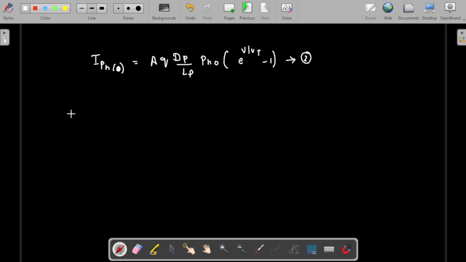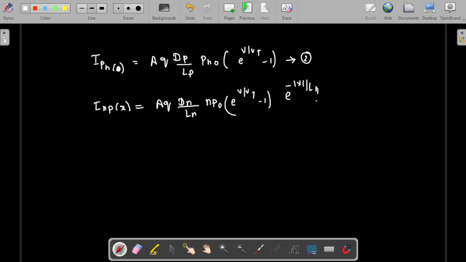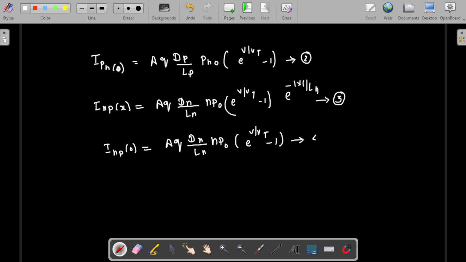So similarly we can draft the equation for In in P of x, which will be equal to AQ Dn by Ln, np naught, e power V by Vt minus 1, e power minus modulus of x divided by Ln. So it should be equation 3. If we substitute x is equal to 0, then Inp of 0 will be equal to AQ Dn by Ln, np naught, e power V by Vt minus 1. So this is equation number 4.